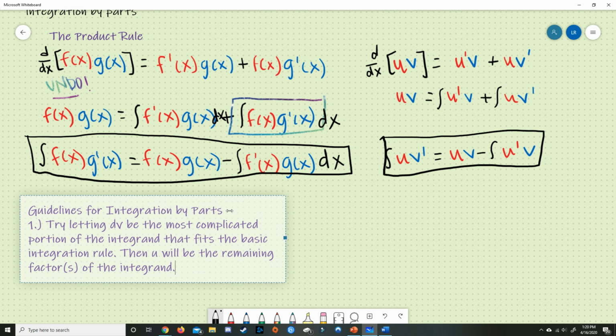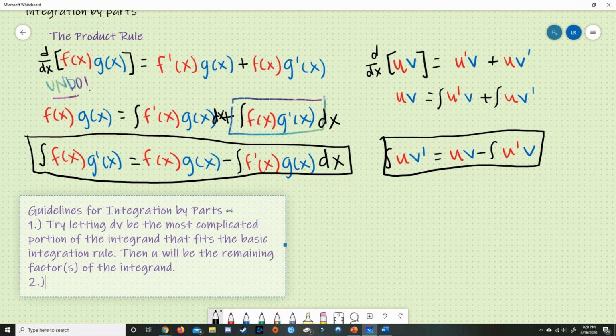So this is saying let dv be the more complicated one, and then when you integrate it, because dv you're going to want to integrate, so you want that one to be the more complicated one so that when you integrate it, it gets simpler, I guess.